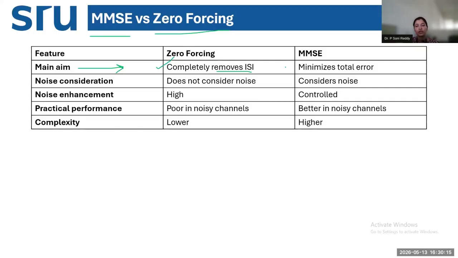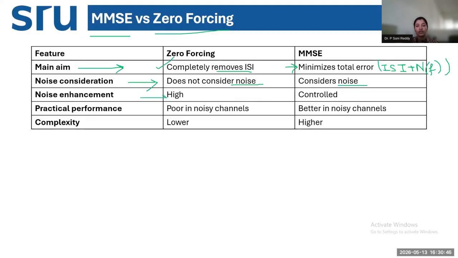So MMSE minimizes the total error. Total error means both ISI as well as your noise. So it will minimize both ISI as well as noise. It is effective for noisy channels because it can handle noise effectively. Noise consideration: zero forcing does not consider the noise effect, so it is effective only for noiseless channels. Here MMSE also considers the effect of noise, the error because of the noise.